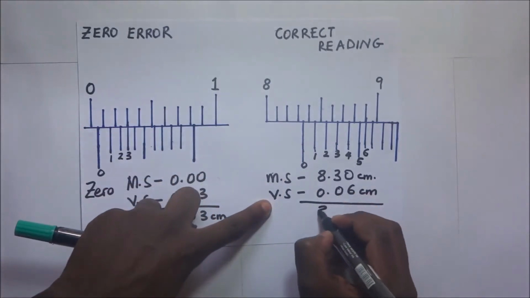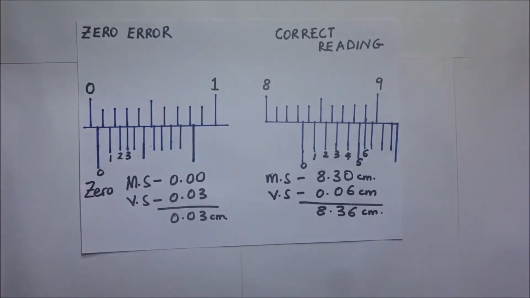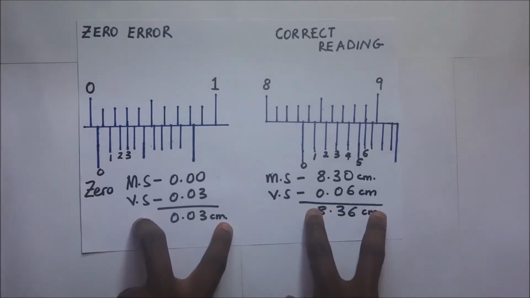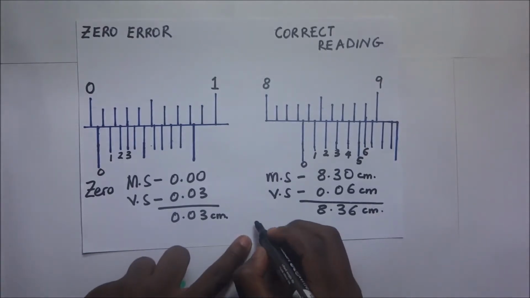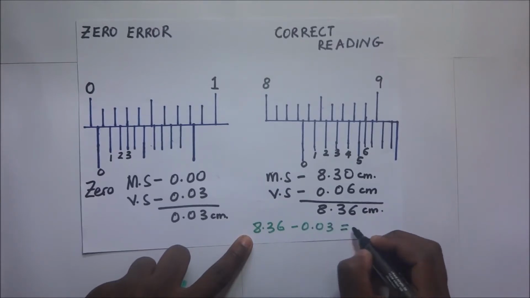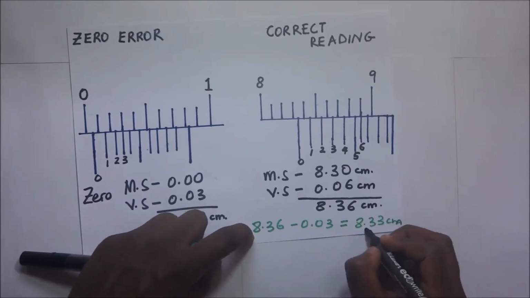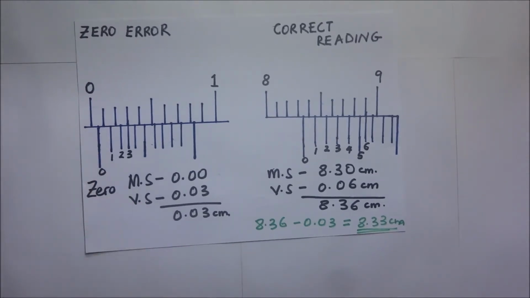And when we add the two, it becomes 8.36 centimeters. Now again, this 8.36 centimeters has an error in it of 0.03. So we need to remove this error to get the correct reading. The correct reading will become 8.36 minus 0.03, and that is going to give us 8.33 centimeters. Now that is how we deal with the zero error when it is positive. This is a positive zero error.